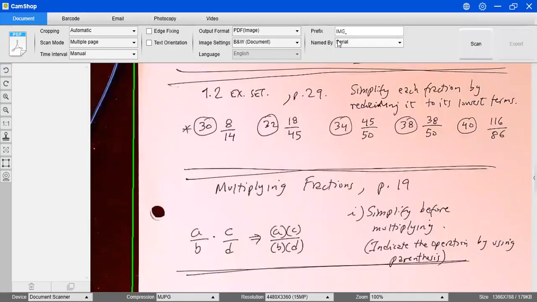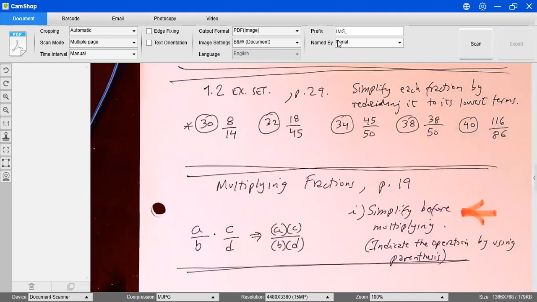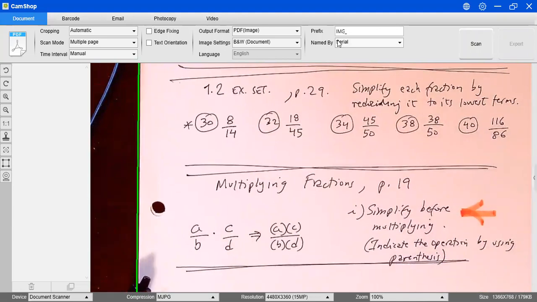Okay, now we're going to multiply and divide fractions. That's the last part of this lecture. So to multiply fractions, which is described on page 19, we're going to simplify before multiplying. This is very, very important. You need to simplify before multiplying. What I mean by simplifying is that you're going to indicate the operation by using parentheses. And then you're going to see whether you can reduce the resulting fraction.